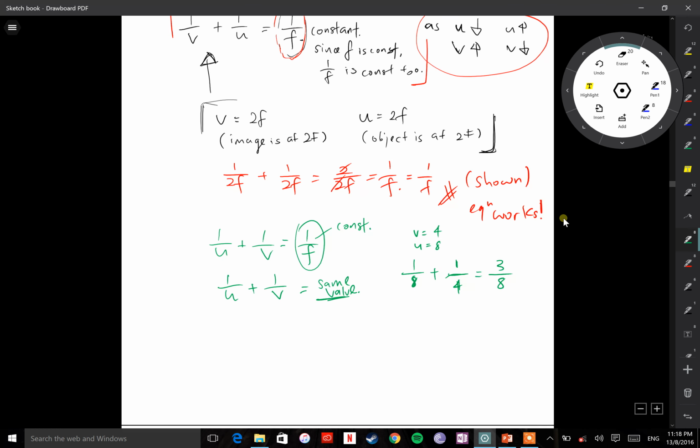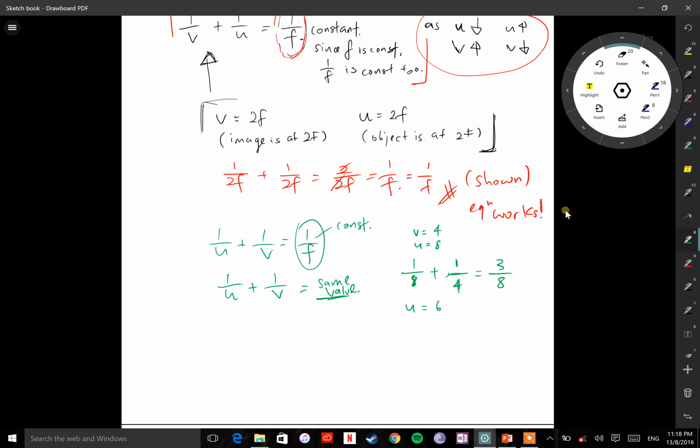Now suppose my object goes towards the lens. So u will now become 6. As it goes towards the lens, the distance is lesser. So a particular diagram looks something like the object is going towards the lens. So u is now 6, and my v has to be definitely greater than 4, more than 4.